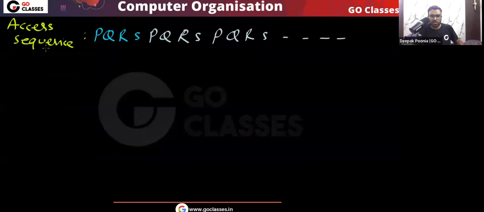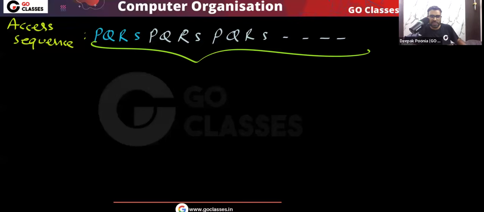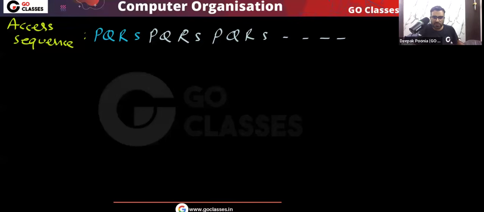Now let's come back to the question. The question was saying that this is the access sequence. The program is accessing these four words PQRS, PQRS like this, a total of 10 times. So a total of 40 accesses are there. Now tell me from your observation: initially the cache memory is empty. We have a direct mapped cache memory. So this P will be a miss. Yes or no? Definitely this P will be a miss. So when this P is a miss, what will we do? This is the cache memory. Let me create the cache memory like this. This is the cache.